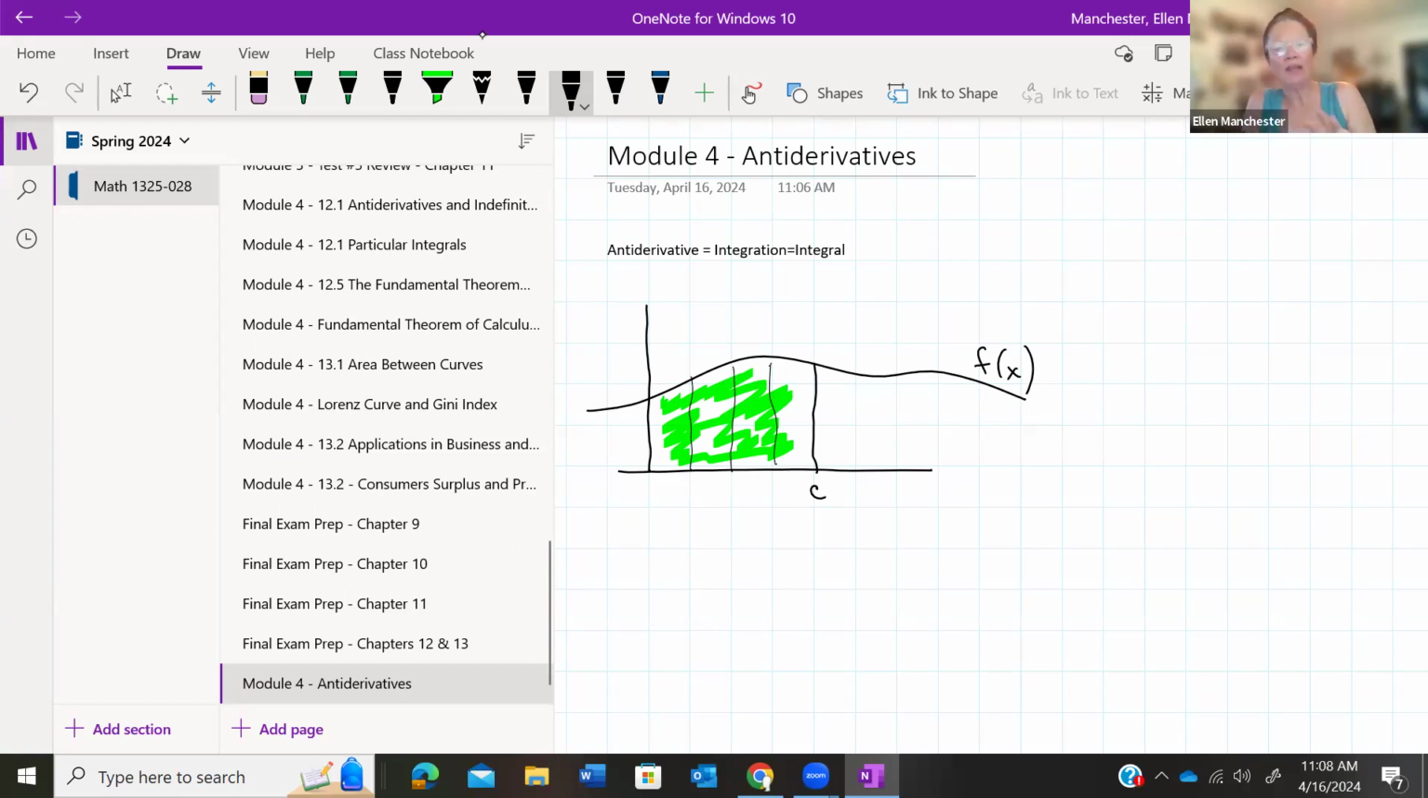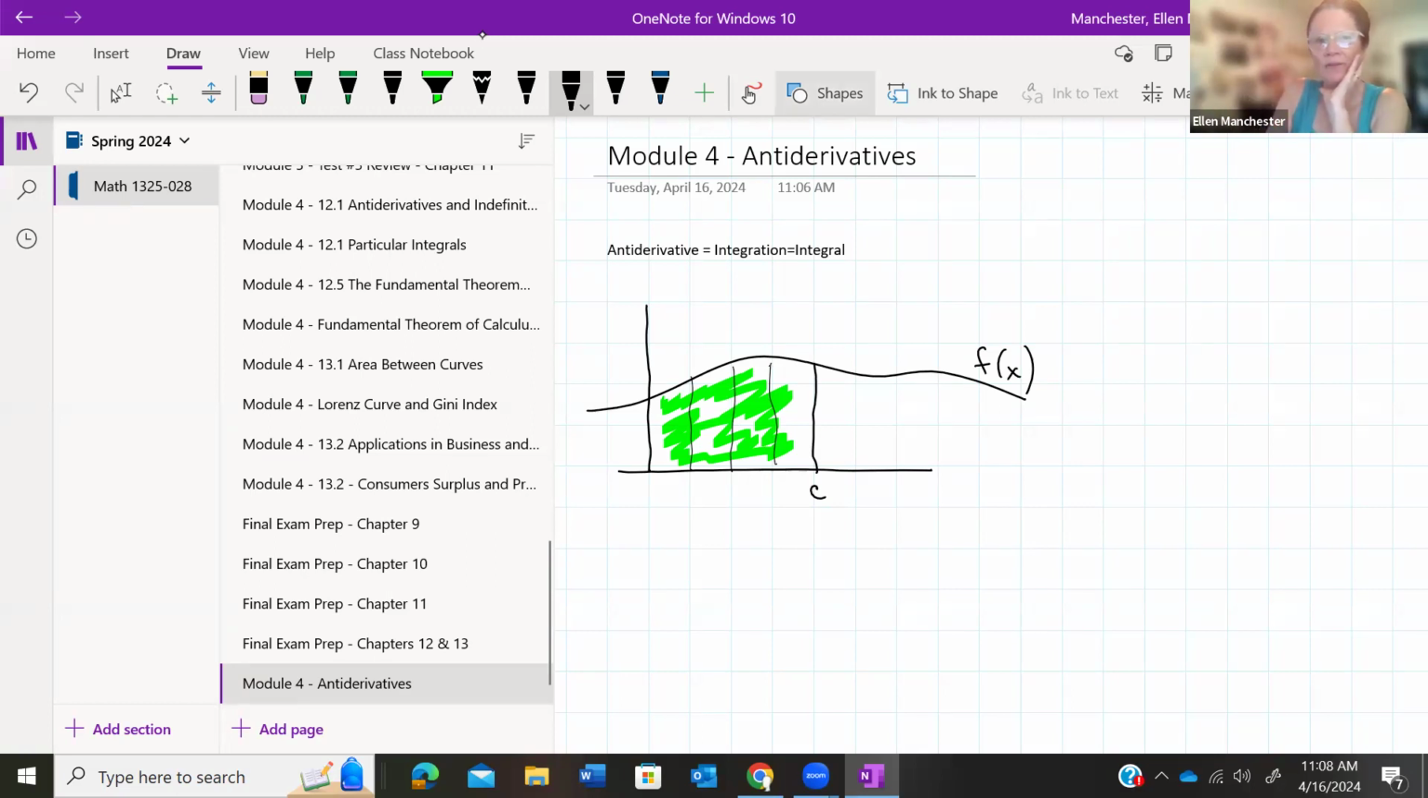If you guys have taken or in the future, if you're going to take micro or macroeconomics, which most of you are going to have to take, you'll hear terms like Lorenz curve, Gini index. We're going to cover that on Thursday. And then you'll also hear terms like producer surplus and consumer surplus. And so what we're doing is we're looking for the area between 2 curves. And that's what anti-differentiation is. It's being able to find the area under the curve.